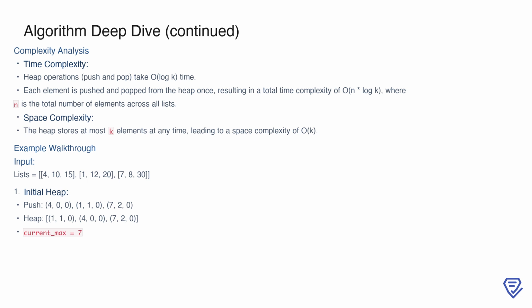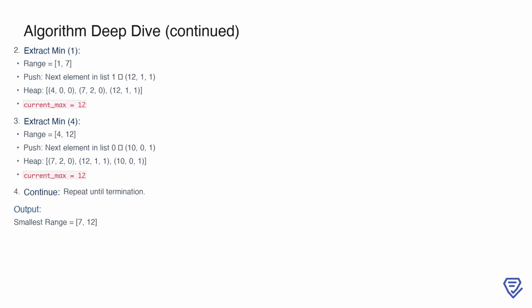Initially, we push the first element from each list into the heap, resulting in (1, 1, 0), (4, 0, 0), (7, 2, 0), with current_max set to 7. From the initial heap, we extract the smallest element, which is 1. This gives us the range [1, 7].